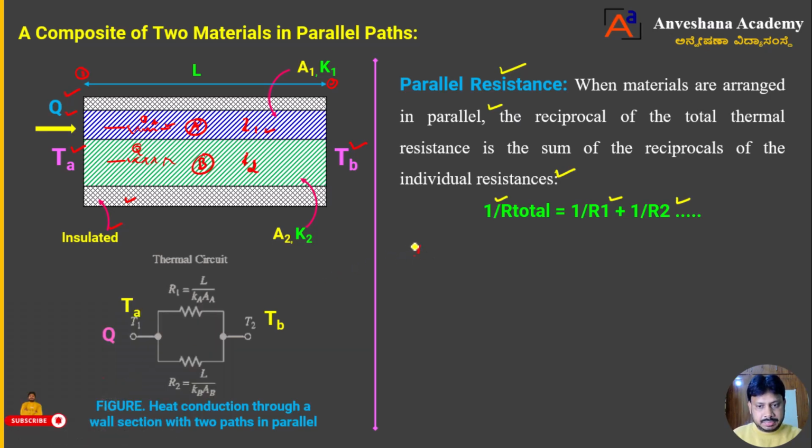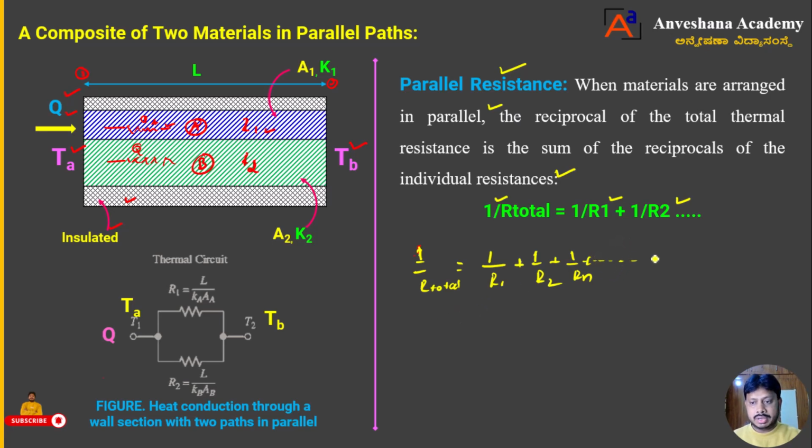So the reciprocal, that is 1 divided by R total, is equal to the sum of the reciprocals of the individual resistances, that is 1 by R1 plus 1 by R2. If there are n materials, here I have only taken 2 for understanding, there may be n numbers. Then I can take Rn, and write plus dash dash. That means if there are more materials, then I can take Rn.